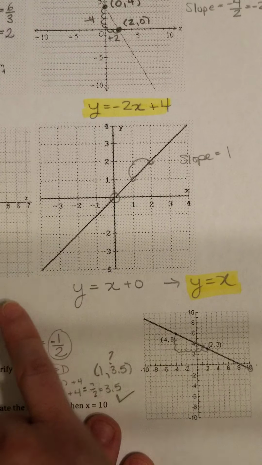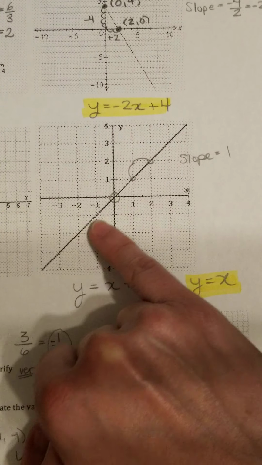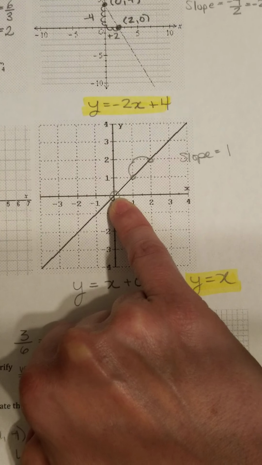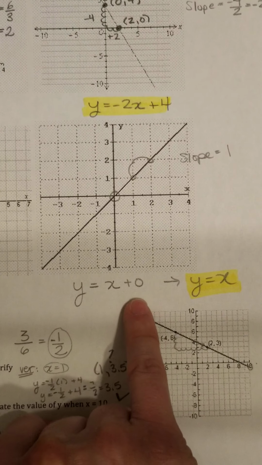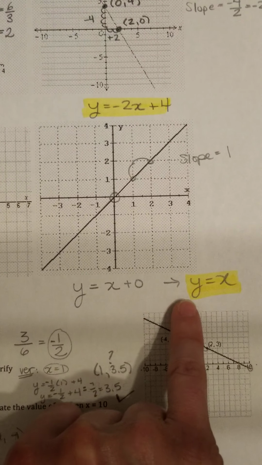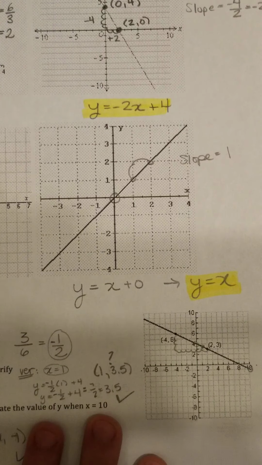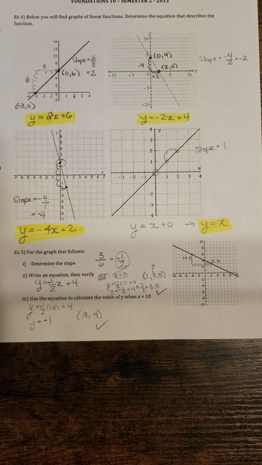And then my y-intercept, where my graph crosses my y-axis, so where this graph meets my vertical axis, is right at the origin. And at that point, y is 0. So when I rewrite it, you don't actually need to include the 0. It would just be y equals x, or you can write y equals 1x. That's acceptable too.